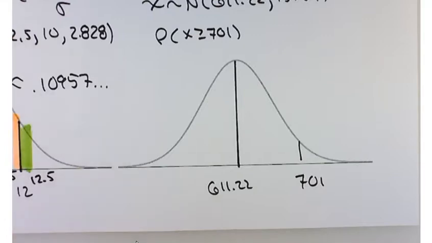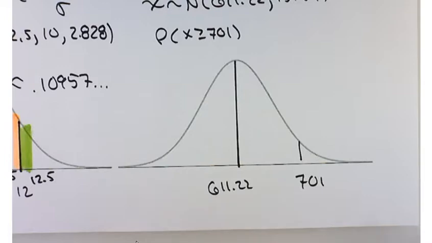Which way should I shade my curve? To the right or to the left? Do I want the area to the right of 701 or to the left of 701? Let's look back here. It says, find the probability that among 1,002 randomly selected eligible voters that at least 701 voted. So Ryan, am I going to shade to the right or to the left? So to the left is going to be at least 701.